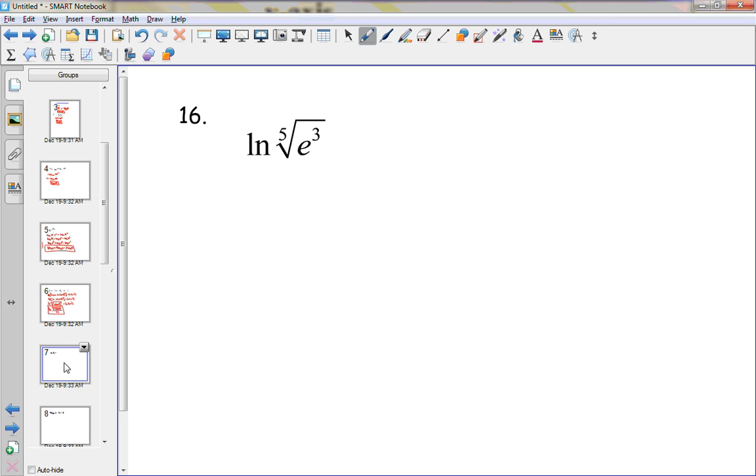We make it look pretty. 5/3. Why make it 5/3? Power over root. Okay, so now what? What cancels out? And I'm left with 3/5. No calculator required, right?